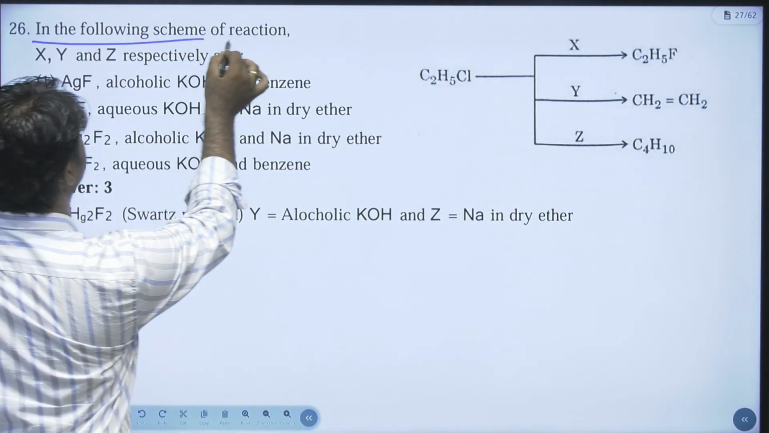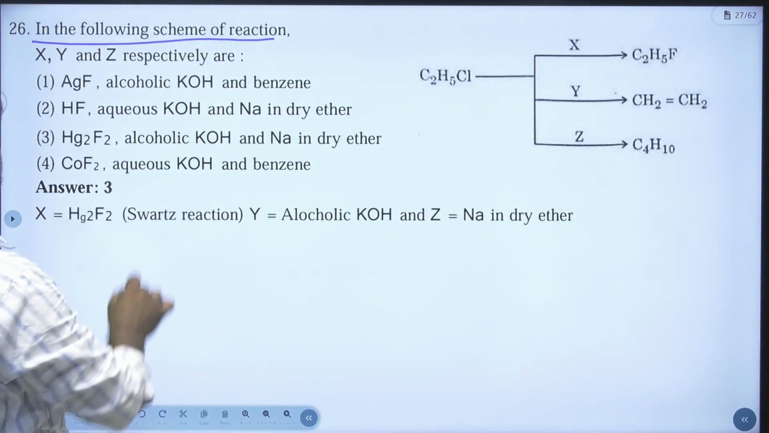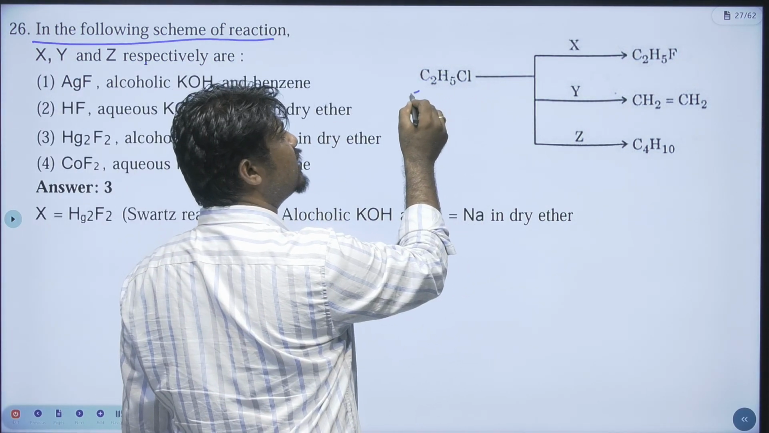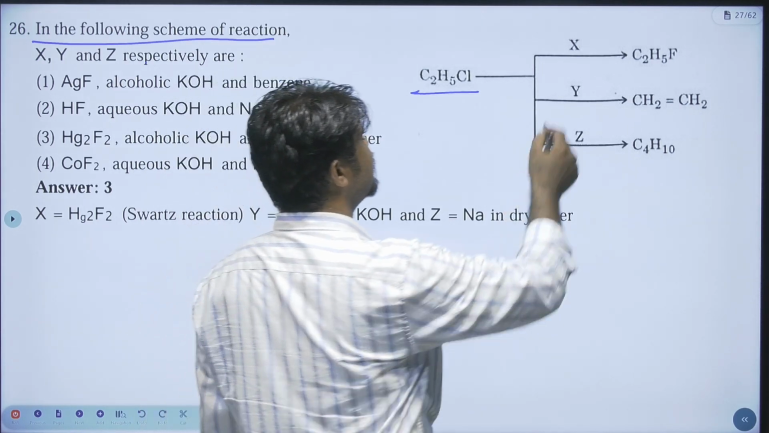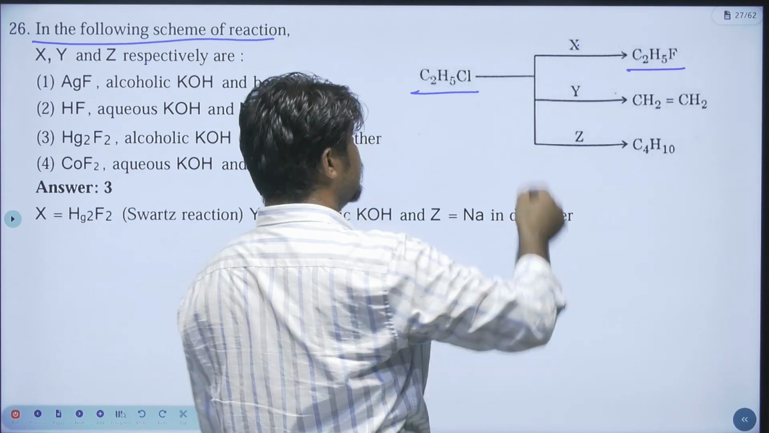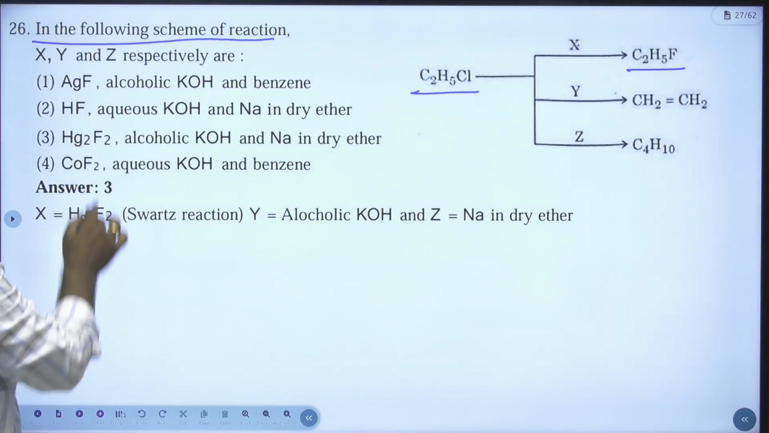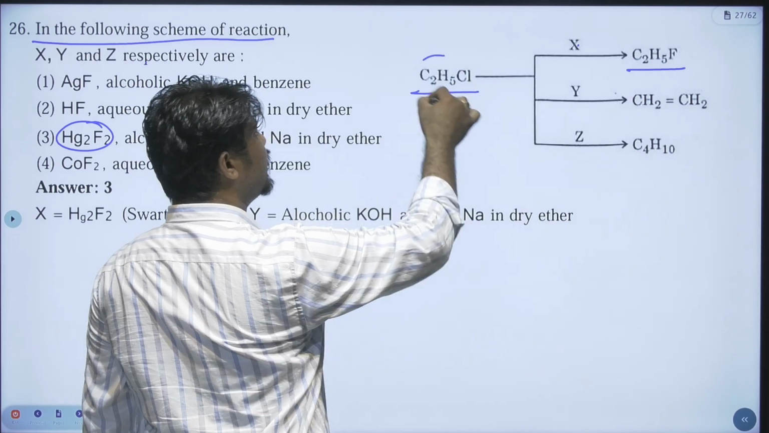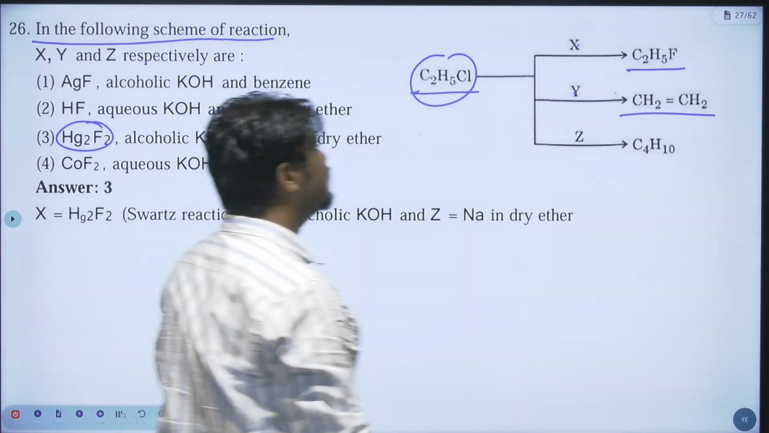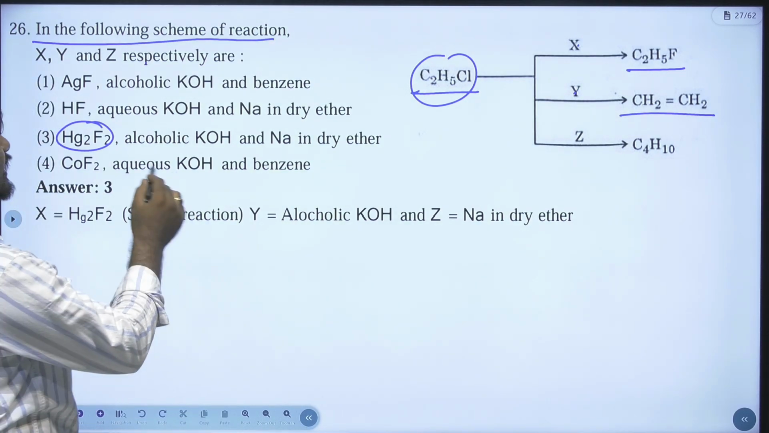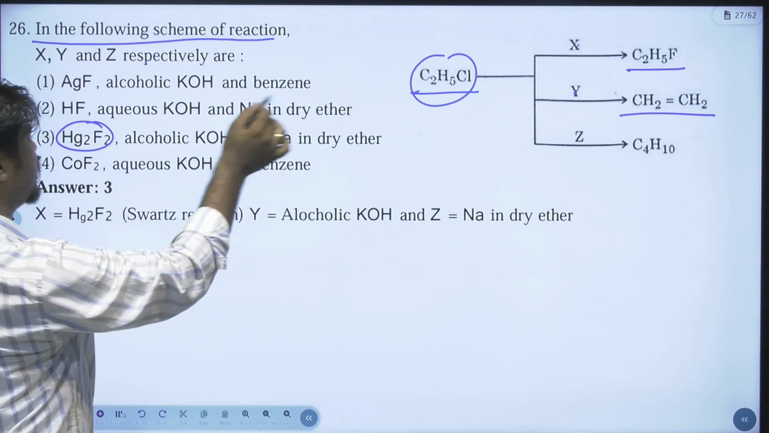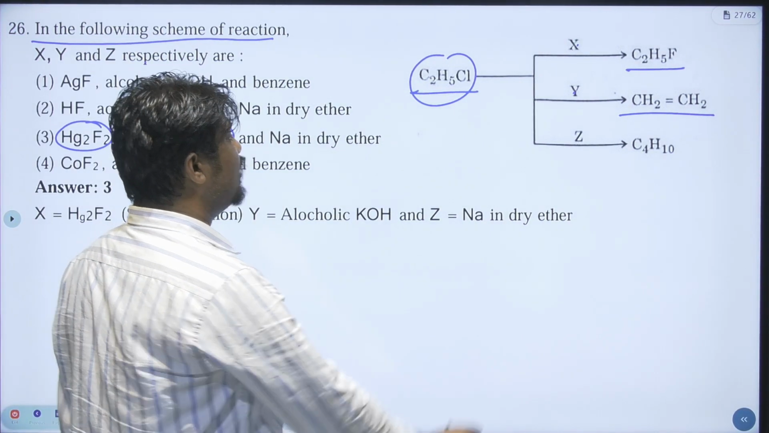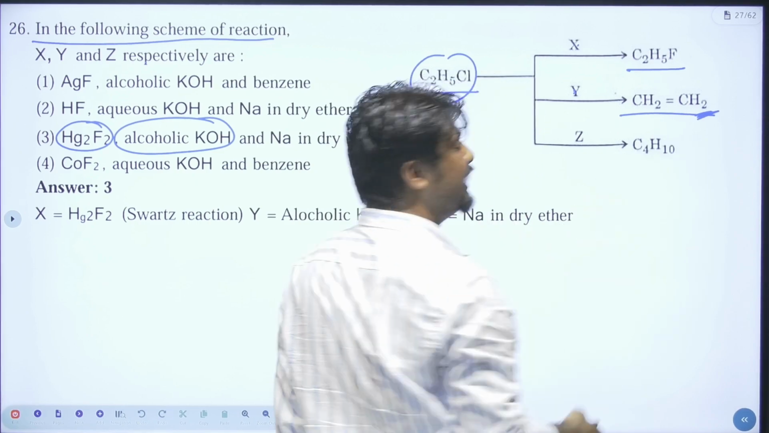In the following scheme of reaction, X, Y, and Z respectively are. Here C2H5Cl, when this reactant is reacted with X, gives C2H5F. The fluorination takes place only by the reaction with Hg2F2. Next, when this chloroethane is reacted with Y, it gives us ethene. So here we need a dehydrohalogenation agent, that is alcoholic KOH. Alcoholic KOH acts as the dehydrohalogenation agent, resulting in the formation of an alkene.